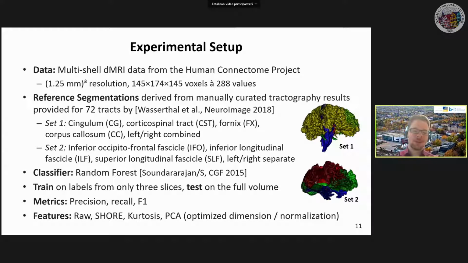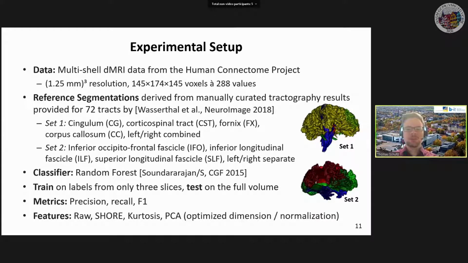For the classifier, we actually had a very detailed comparison of different ones like support vector machines and many others in a past work where we checked which classifier is most suitable for this interactive classification. And we decided back then to settle on the random forest, and we just stick to this design decision also in this work. For the training, to simulate these sparse annotations, we only used the labels from 3 slices.